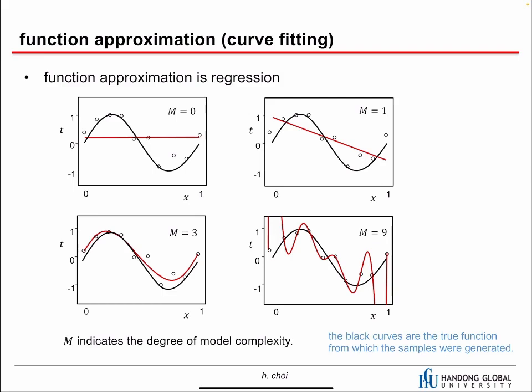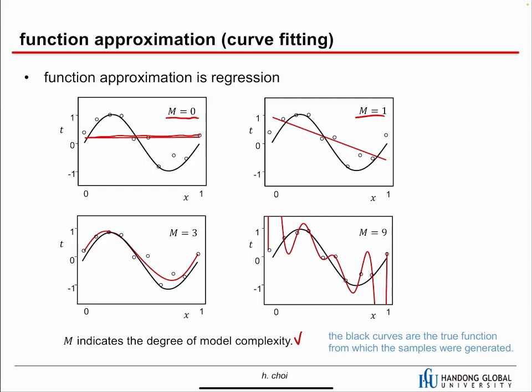And function approximation is a really good example of regression. Function approximation is usually curve fitting. So let's say we have lots of samples like this. Then M in these figures indicates the degree of model complexity. So when M is 0, then it is just constant. With just a constant, we define this relationship between x and y. In this case, this red line is our estimation. Probably this is just the mean of these labels.